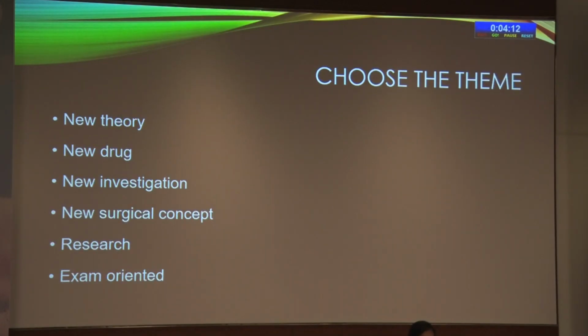Which then brings us to how do you choose a theme for a CME program? It could be anything. It could be a new theory. Something like in ophthalmology, in retina, we have suddenly come out with the pachychoroid spectrum of diseases, which is conventionally different from what we initially thought. So this is a new theory, and you could have a CME just looking at that particular spectrum of conditions which purports a new theory.